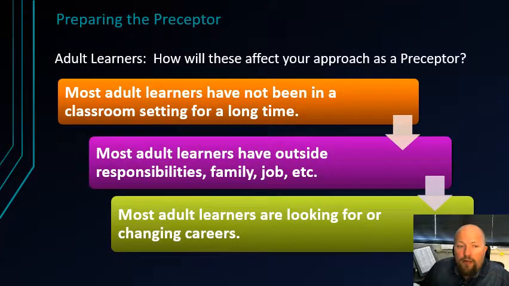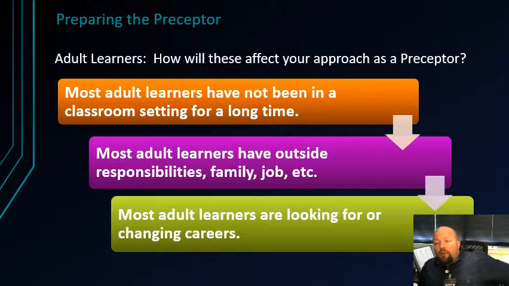So again, most adult learners have not been in the classroom setting for a long time. So what most adult learners are looking for are things that they can immediately apply. Adult students don't want to waste their time. They want to come in, learn something, get out of the classroom, and be able to apply that knowledge immediately.